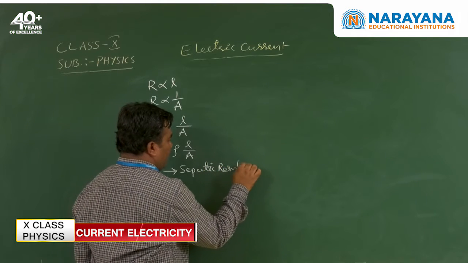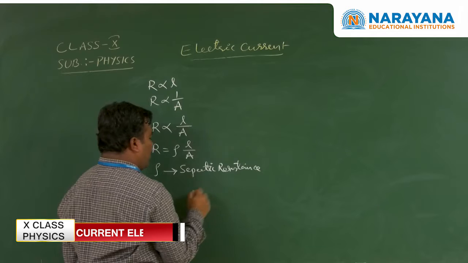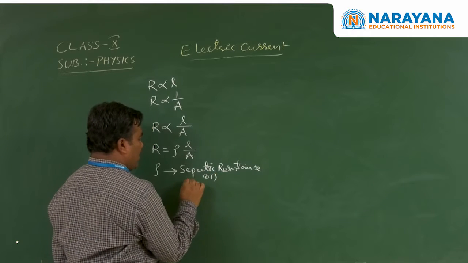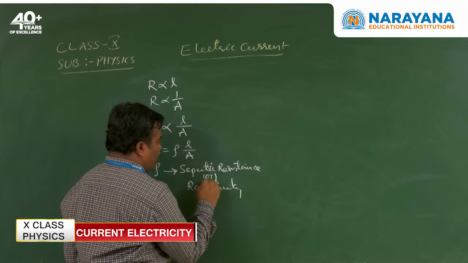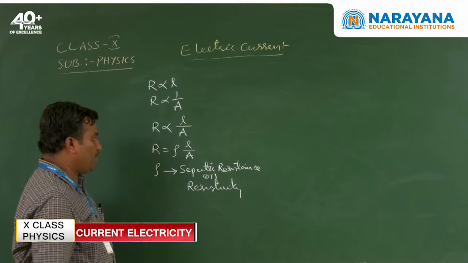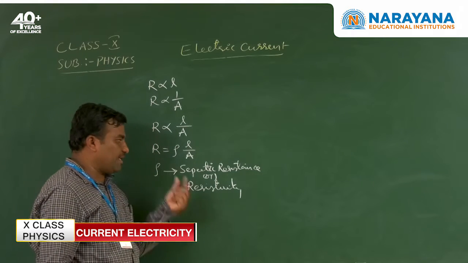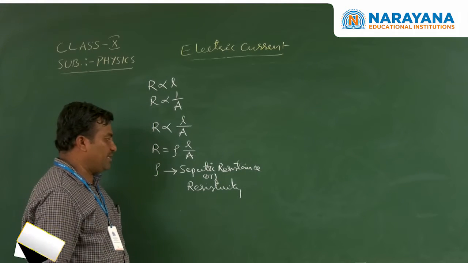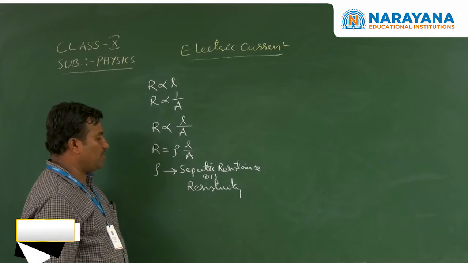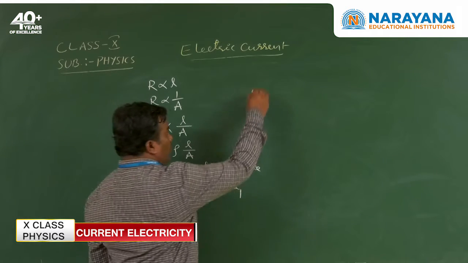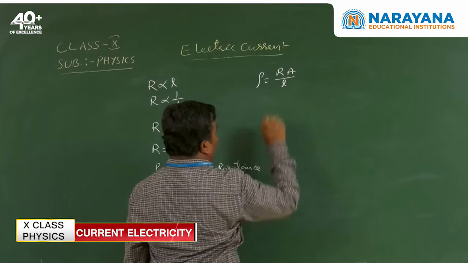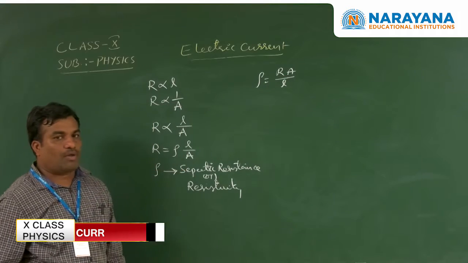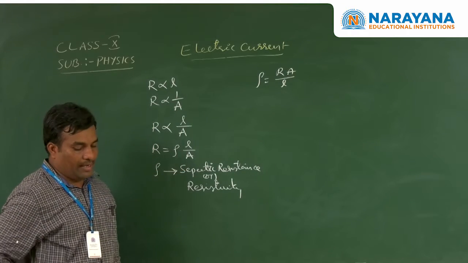Rho is called specific resistance or resistivity. Therefore rho is equal to R into A by L.